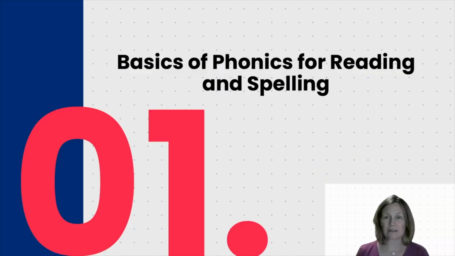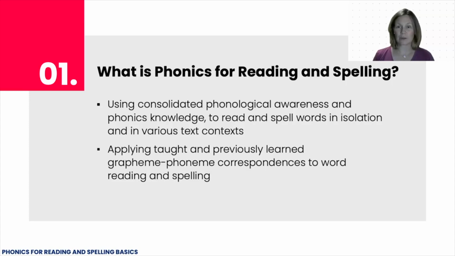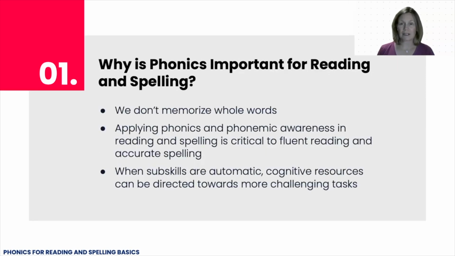Let's begin with the basics of phonics for reading and spelling. As students are taught grapheme-phoneme correspondences, they are increasingly able to use this knowledge to read and spell words. Students apply their knowledge of the relationship between letters and sounds in order to sound out words when reading a variety of texts and spell words when writing. To understand a text, students must read it fluently with effortless word recognition. In the past, many believed that words were memorized as whole visual units.